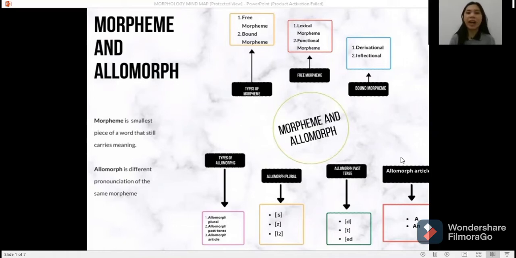So here I'm going to give a brief explanation about what is morpheme and allomorph. And to be honest, I'm so excited to make this mind mapping about these materials that deal with morphology. This is important material, especially for us as beginners like me and maybe like you guys when studying morphology.